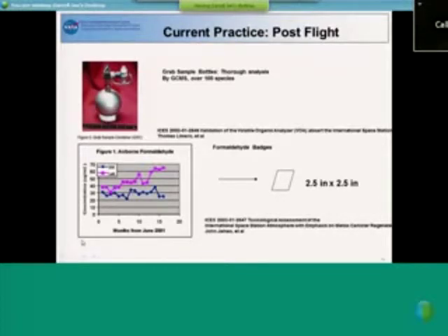They have had some in-flight capability. One example is formaldehyde badges, and so those actually did detect an increase in formaldehyde that was a problem.